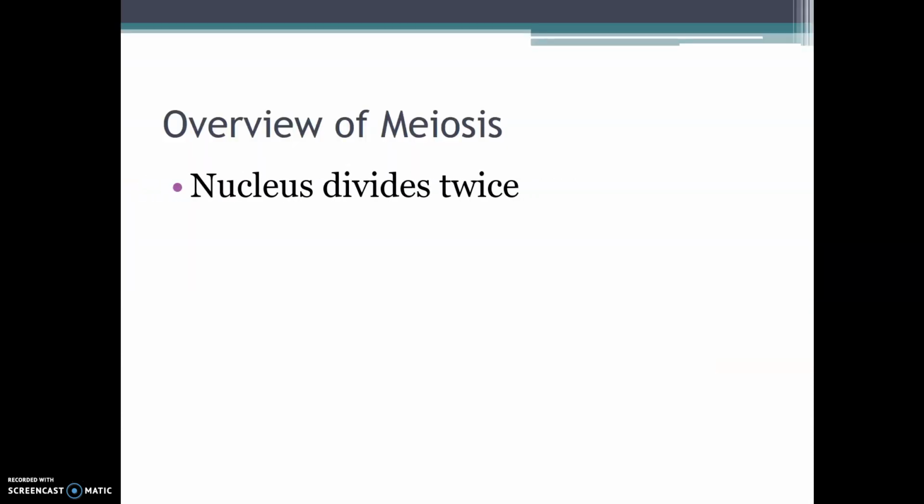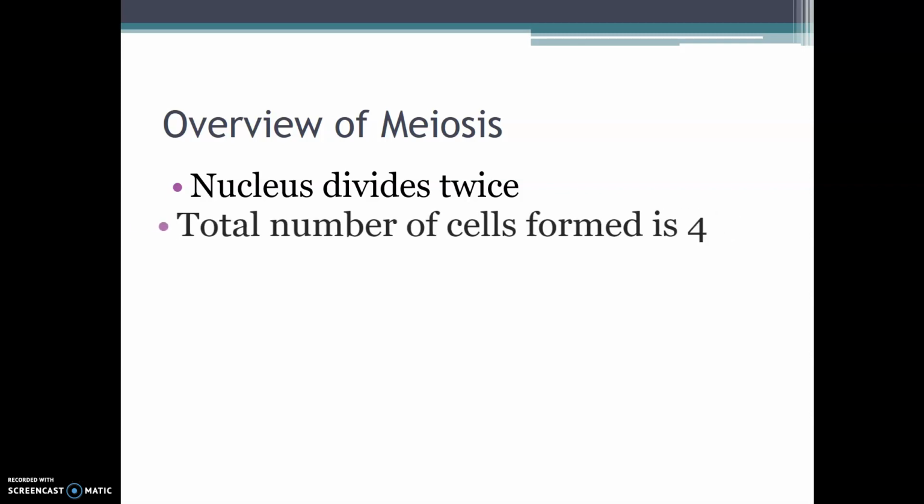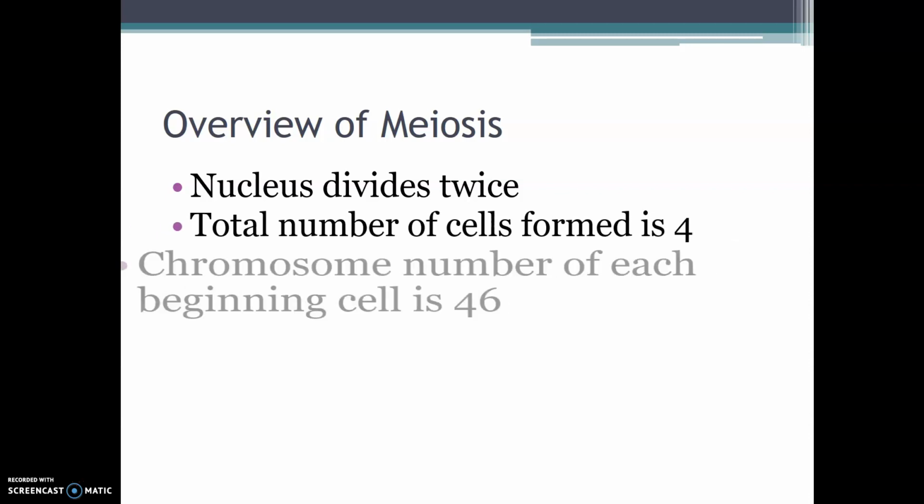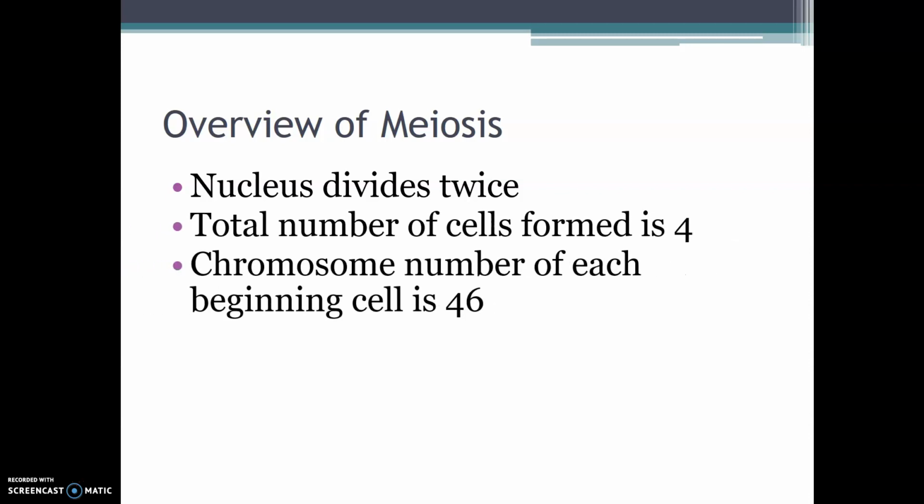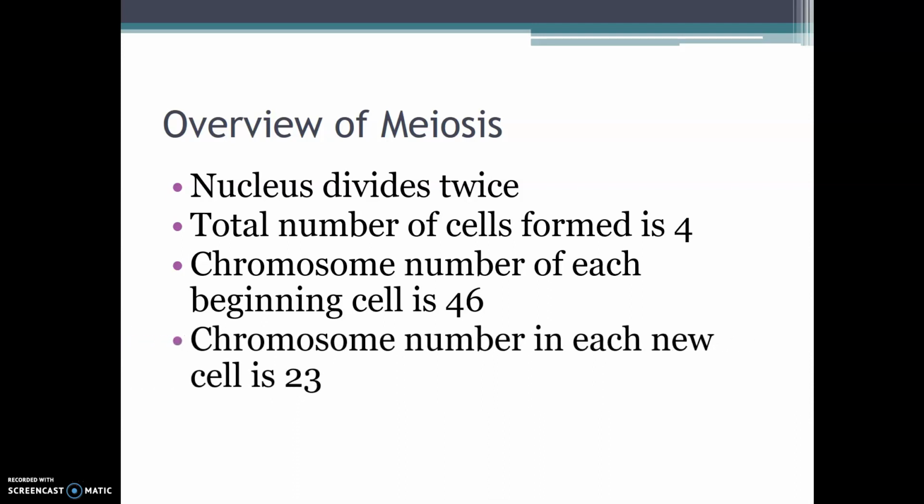An overview of meiosis. So we talked first about mitosis. In mitosis, the nucleus divides one time and you get two new cells. In meiosis, the nucleus is going to divide twice and you're going to get 4 new cells. The chromosome number in each of the beginning cells is 46, and the chromosome number in each of those 4 new cells is 23.